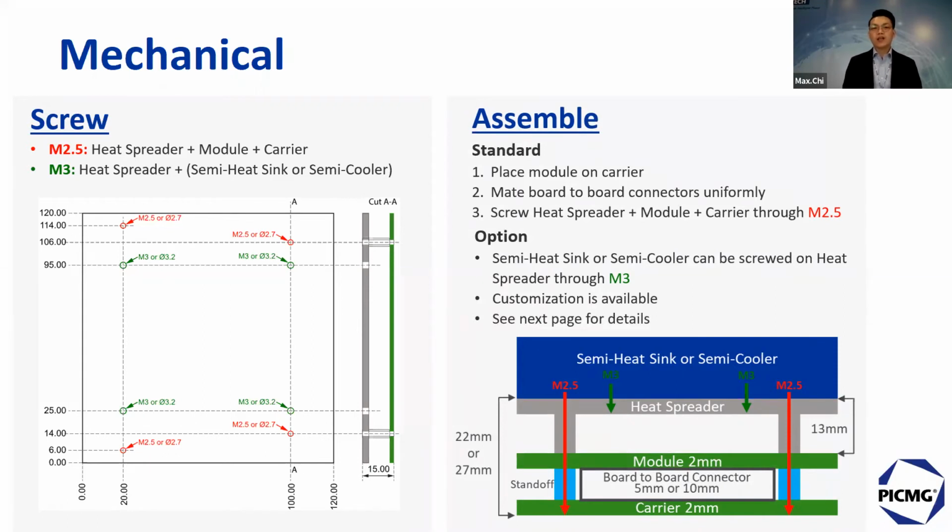The total height of heat spreader plus module plus carrier has two options. If you go for the 5 millimeter high connector, the total height will be 22 millimeters. And if you go for the 10 millimeter connector, the total height will be 27 millimeters. As I mentioned before, besides the heat spreader, module vendors like us can provide a heatsink, semi-heatsink or semi-cooler to be attached on top of the heat spreader. So if you want to do so, look at the blue side and you can screw them on with the M3 screws.